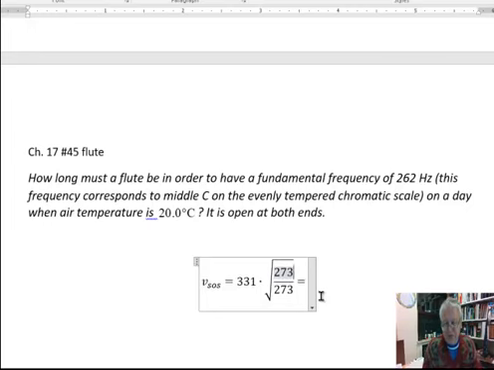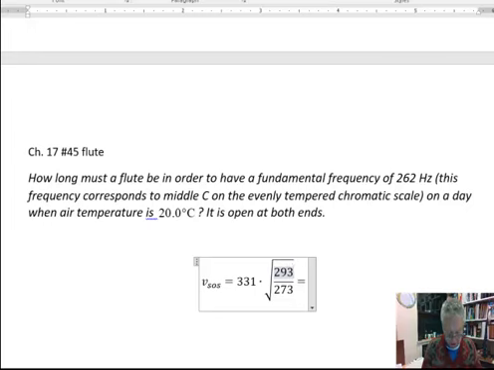So if I plug that in, this would be 0 degrees Celsius or 32 Fahrenheit. Notice I'm simply going to get the square root of 1, which is 1, and I would get 331. So that's the speed of sound at 0 degrees Celsius, at the freezing temperature. Well, that's not what we have. We have 293 kelvins, 20 degrees Celsius.